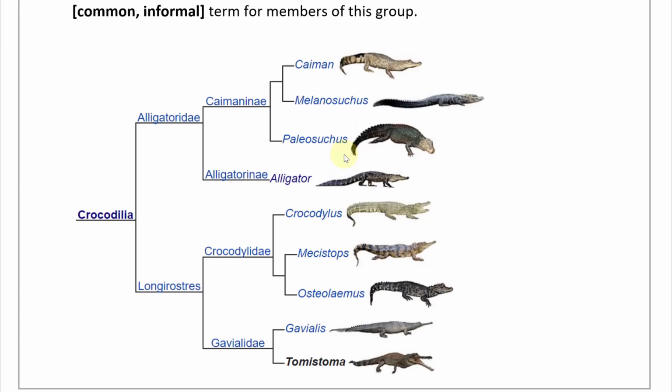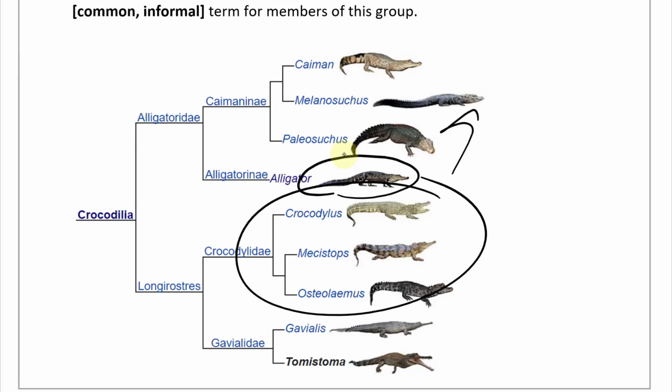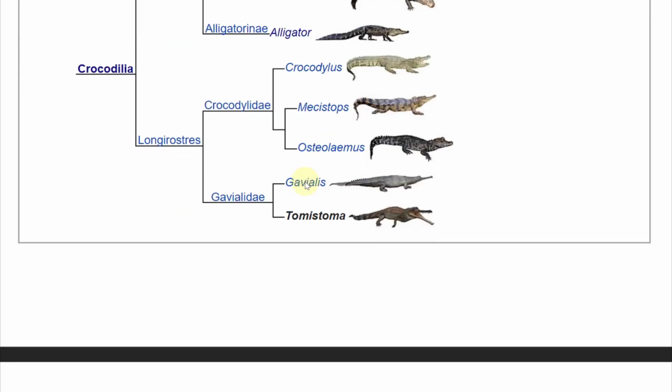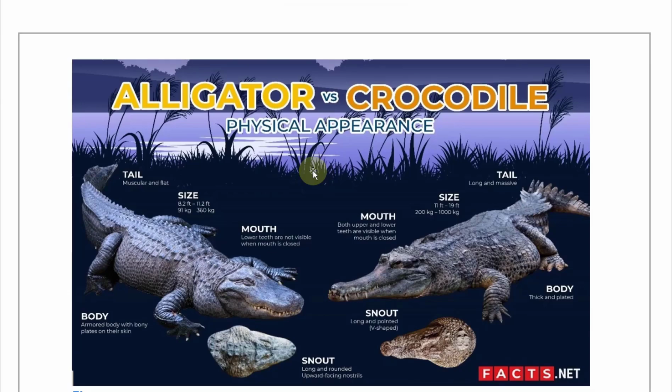So we have, these are the alligator group over here. And the alligator, the quote true alligator would probably be this one here. But generally, these ones would be on the alligator's side. And there's a crocodile here. So let's just compare these crocodiles, or Crocodylus, with these alligators. So generally, these would be the best way to compare. So, the alligator versus crocodile physical appearance.